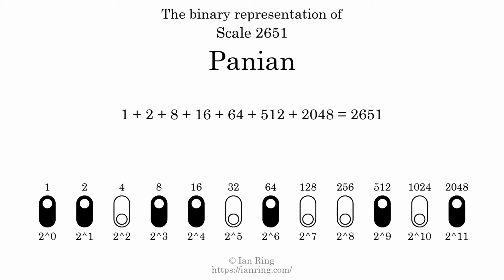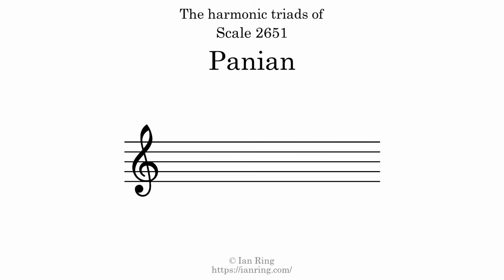2651. The scale number not only enumerates the scale with a unique index, but it also literally describes the tonal content of the scale. Represented as a binary number in base 2, the scale number is 101001011011. Here are the harmonic triads present in this scale.